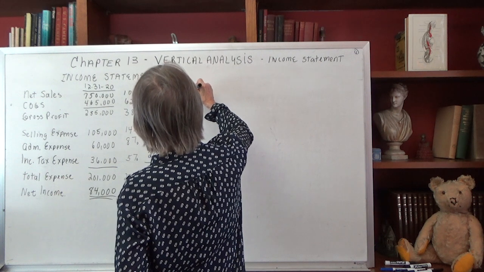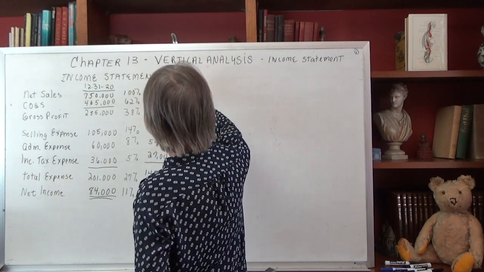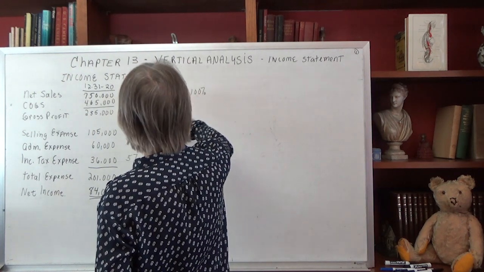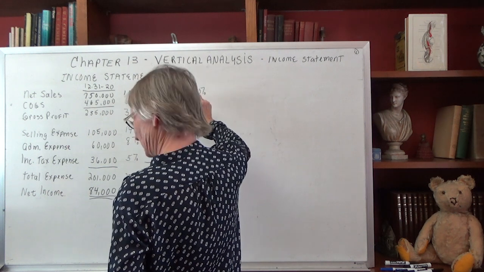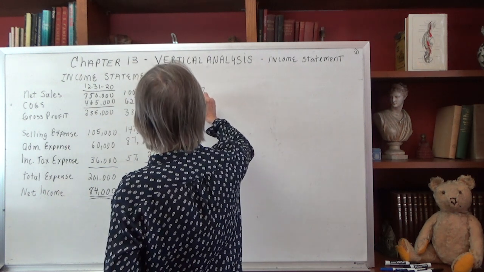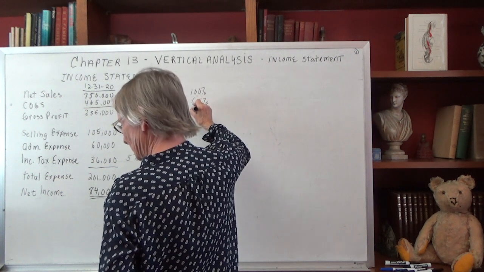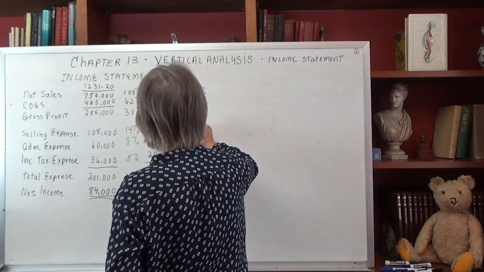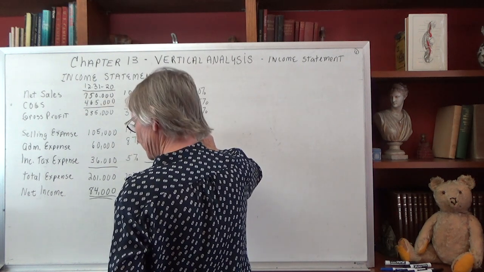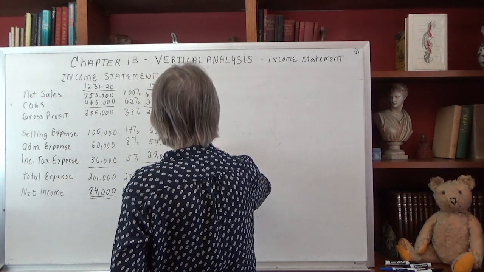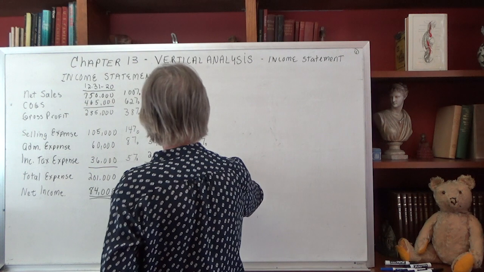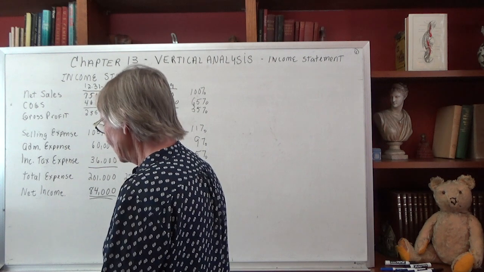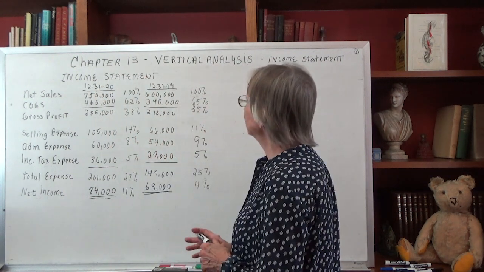So for 2019, you'd be dividing everything by the 600,000. So you would go 390 divided by 600,000, and that would give you your percentage there. So that's, I think, 65%. And then 210 divided by the 600,000, 35%. And then you'd go right on down. So you get 11%, 9%, 5%, 25%, and 11%.